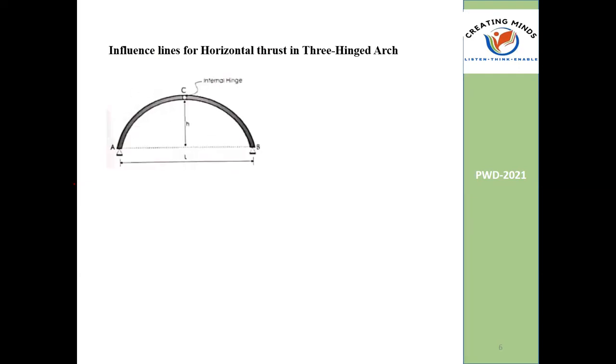So you have to plot an influence line for horizontal thrust. See, this is a horizontal thrust reaction. So this is vertical reaction. So horizontal reaction, this H. What is the effect of this H? Well, we have to write the influence line diagram. This is very, very important thing. So we have to take a section X.